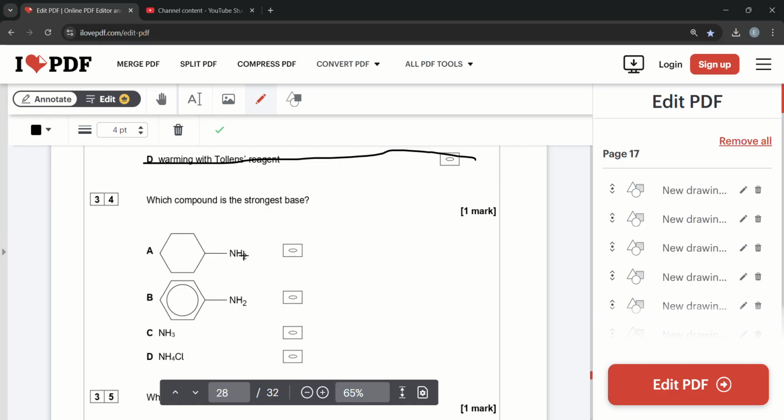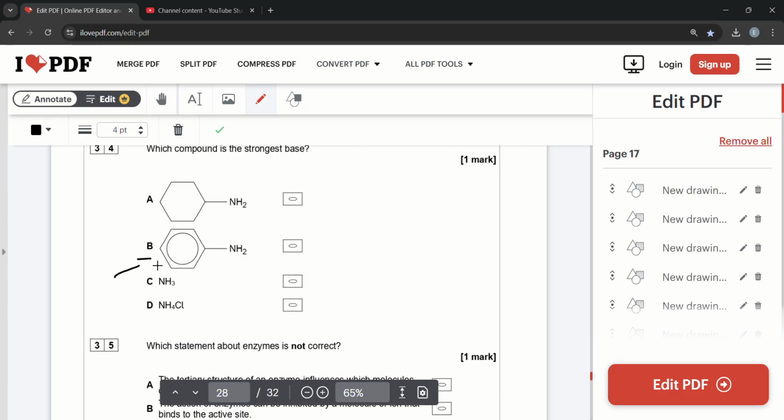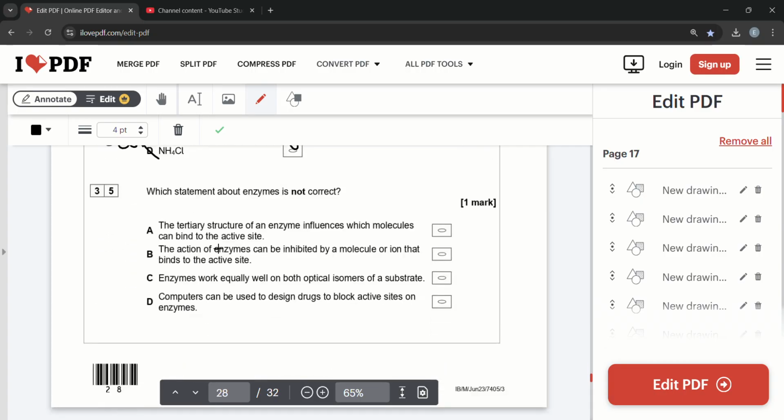Which compound is the strongest base? Well, it's not going to be B, because the benzene ring has electron delocalization, so that's going to definitely affect the base. And it's not going to be NH3 or NH4Cl, it's going to be A, because it doesn't have the ring of electrons, and it has this cyclic structure with the NH2 and this alkyl group, so it definitely will be the strongest base out of these compounds.